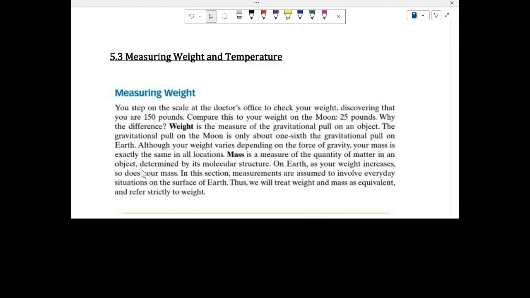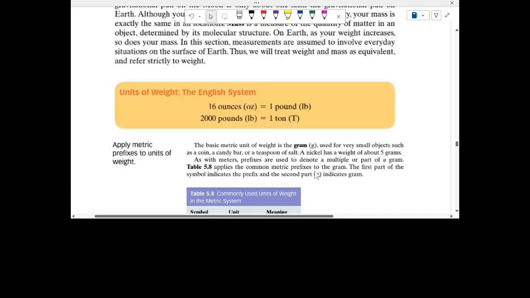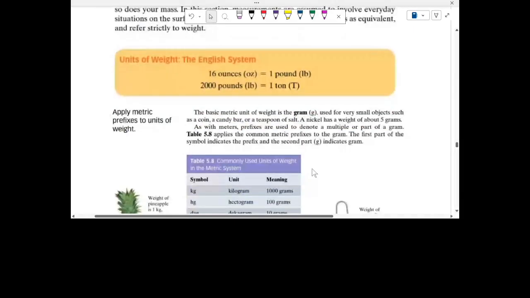Okay, so we're going to talk a little bit about mass and weight. And we have a couple of things here, y'all. So units of weight, 16 ounces is a pound, 2,000 pounds is 1 ton. Okay. And it says the basic metric unit of weight is the gram, used for very small objects like a coin or a candy bar or a teaspoon of salt.